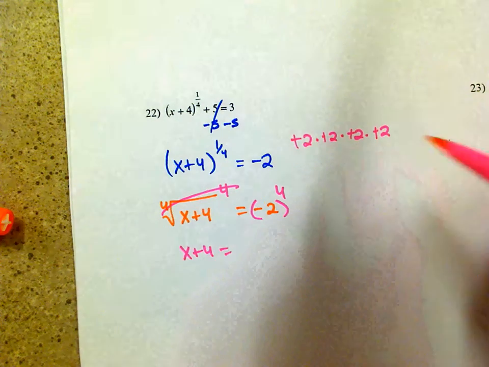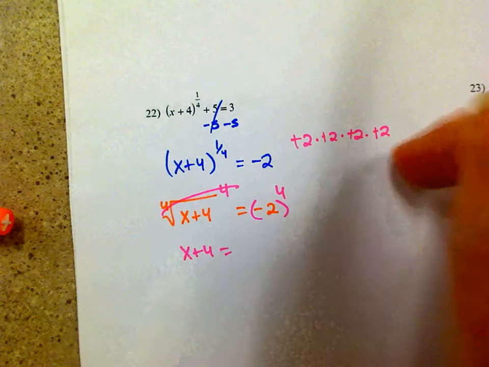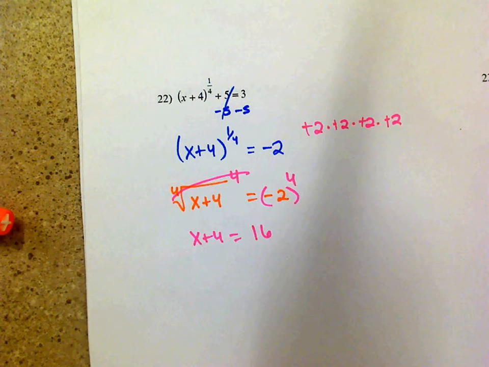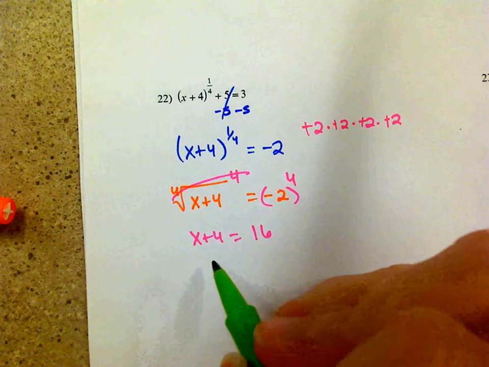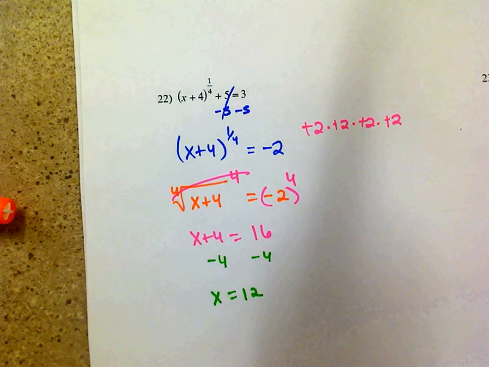So I solve by subtracting 4, and x equals 12. But it was an even root, so I need to check it. It's a fourth root. So 12 plus 4 to the 1/4 plus 5, does it equal 3?